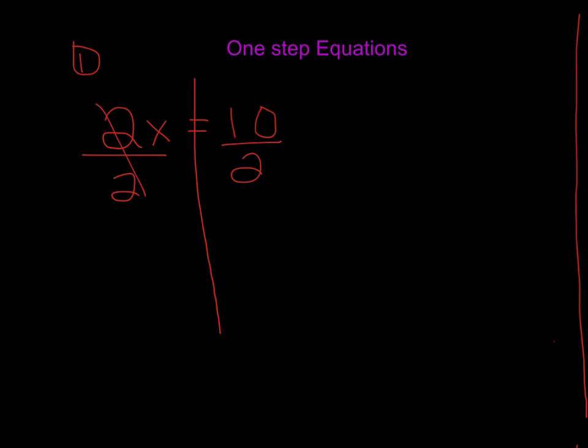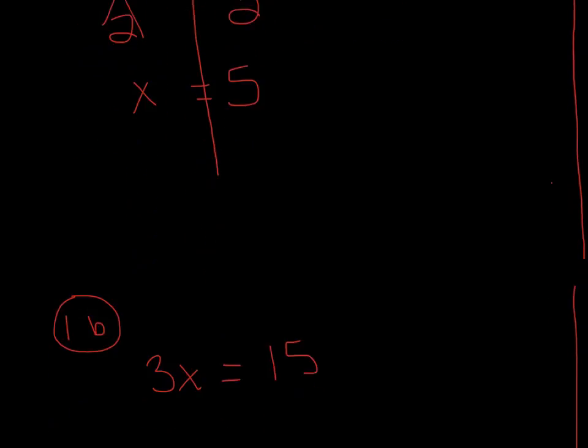So these 2 here cancel out. I'm going to go ahead and bring down my x. And 10 divided by 2 is going to be 5. So let me do another one of those examples right there.